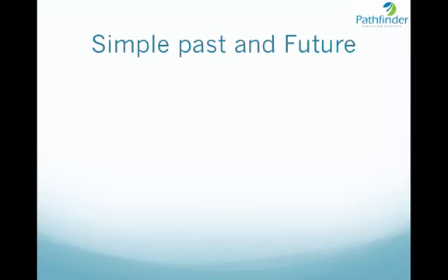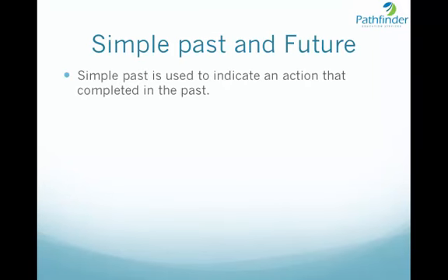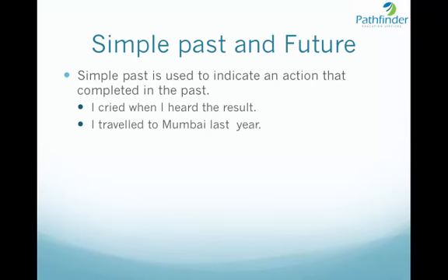Next, we look at the uses of simple past and simple future. Simple past is used to indicate an action that got completed in the past. I cried when I heard the result. So the action I cried took place in the past, and that is why we've used simple past. I traveled to Mumbai last year. Again, traveled is a word which is in the simple past because this event pertains to last year, which should ideally be in the past tense.